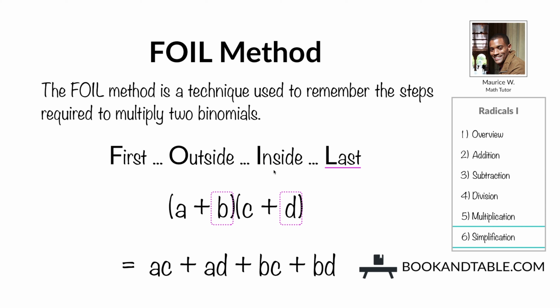So again, FOIL stands for first. Multiply the first term in each set of parentheses, A times C. O is outside. A times D gives you AD. I is for inside. B times C gives you BC. And L stands for last, the last term in each binomial. B times D gives you BD.